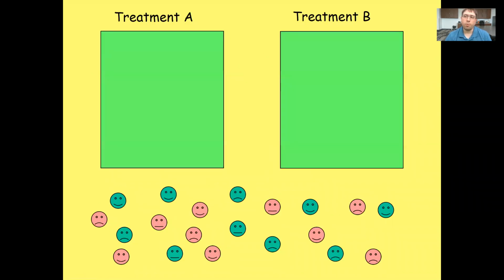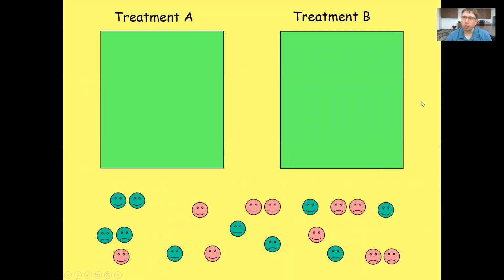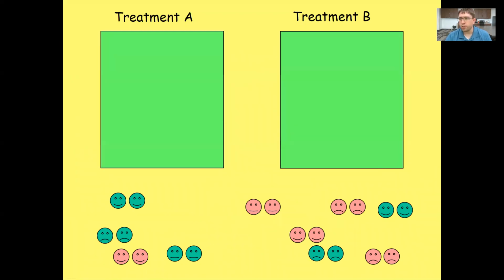All right, so here's an example of method number 1. I've got all these little faces down here at the bottom, and they have similar characteristics. Some are smiling, some are frowning, some are neutral, some are green, and some are red. So what I would want to do is pair the experimental units according to their specific characteristics. So this is using option number 1, where I can find a pair of unique people or experimental units and put them together. So I'm going to go ahead and do that. So all the green smileys go with the green smileys, the red frownies go with the red frownies, et cetera, et cetera. And now all of these experimental units are matched with somebody that they're very similar to.